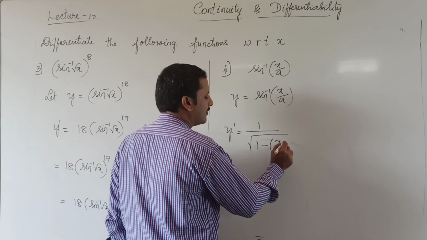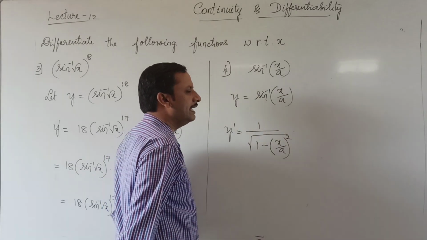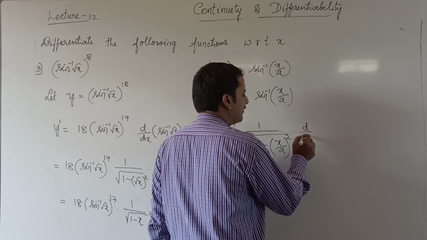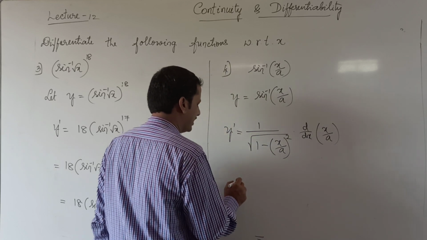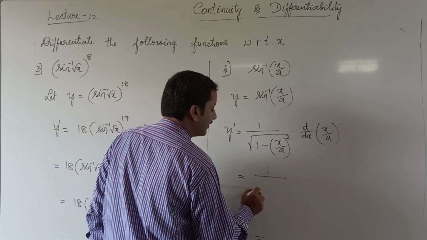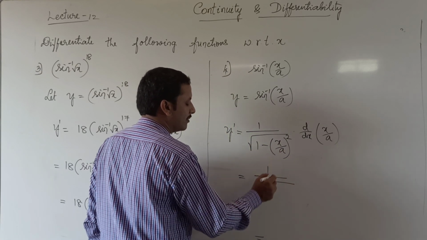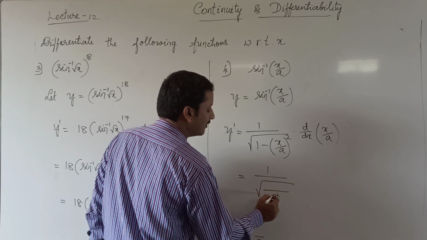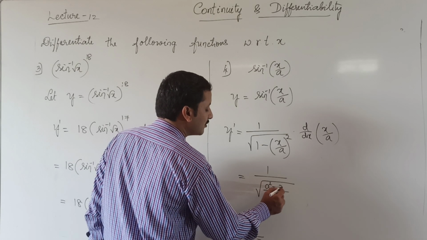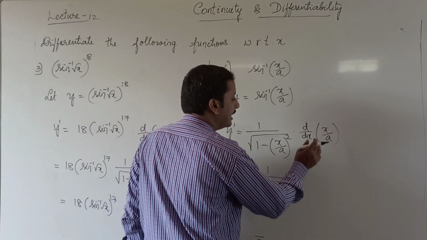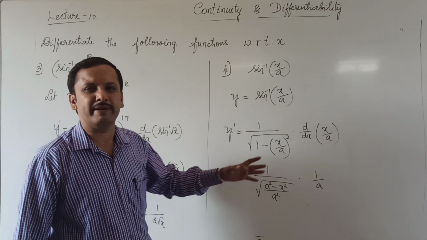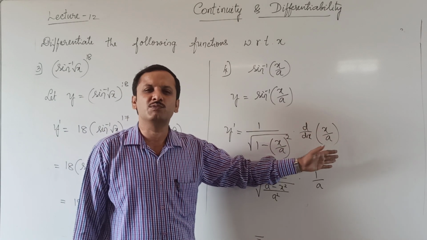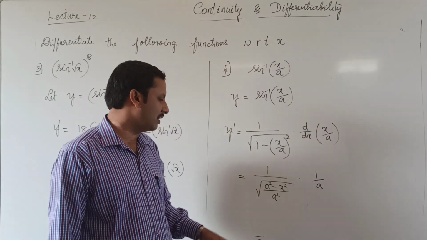In place of x we have x by a whole square, into the derivative of x by a. That's equal to, let us simplify this. This is x square by a square. I will take LCM. It will be a square. Numerator will be a square minus x square. Derivative of x by a is 1 by a, because 1 by a is a constant and the derivative of x is 1. 1 by a into 1 will give you 1 by a.